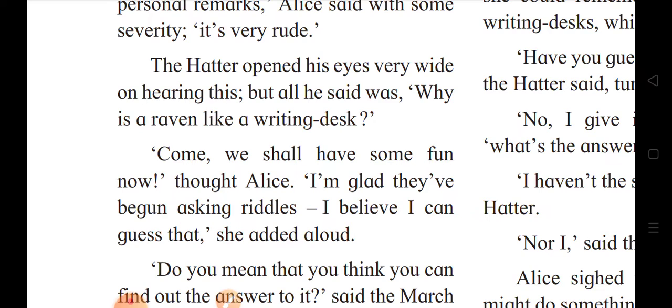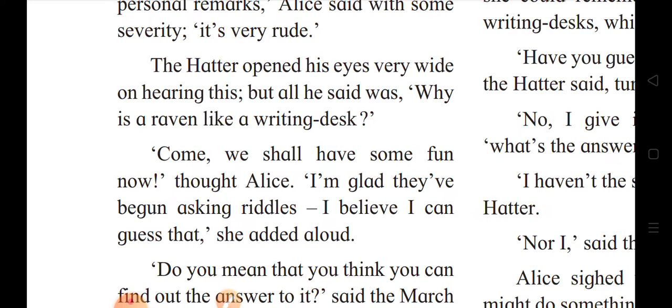Writing desk, you can understand what a writing desk is. So why is it behaving like a writing desk? Isn't it a stupid question, students? There is no meaning at all for this question, and since he is a Mad Hatter, he is asking all sorts of foolish questions here.